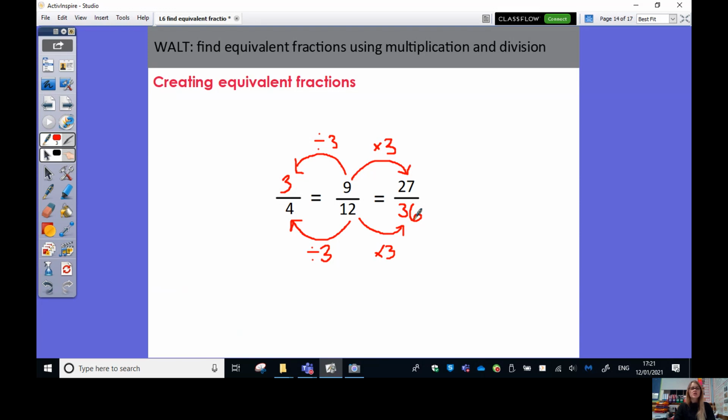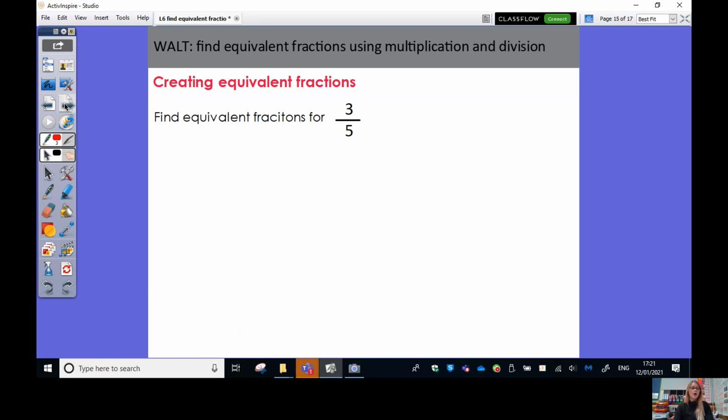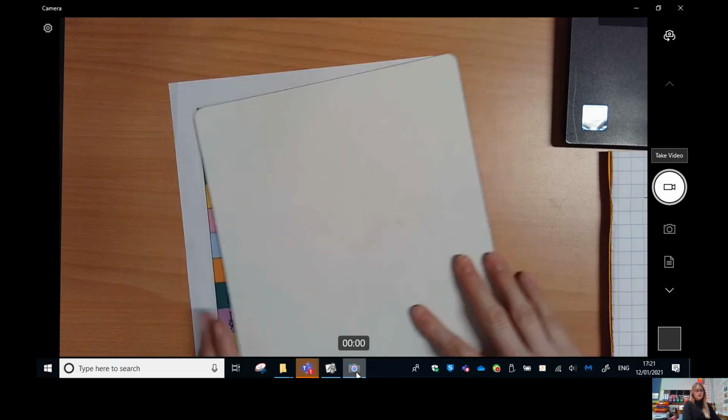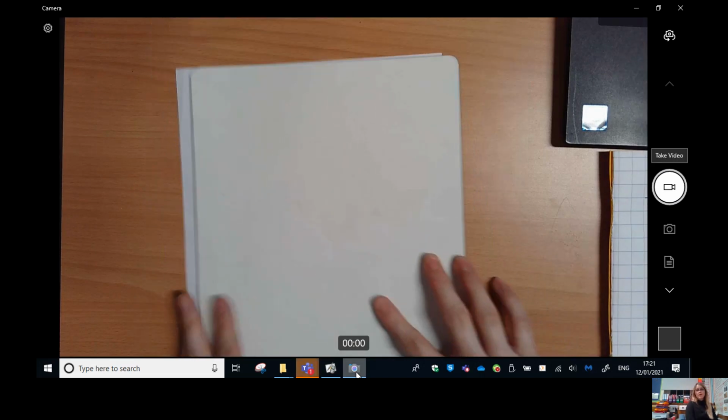Okay. So the really important thing that we need to remember is we need to do the same to the denominator as we do to the numerator, or the same to the numerator as we've done to the denominator, to make sure it's an equivalent fraction. So make sure you're checking your multiplication and division after you've worked it out, just to make sure that it works. Okay, so let's just quickly look at an example of how we can work out equivalent fractions of our own. So I am going to see what fractions I could find for 3/5.